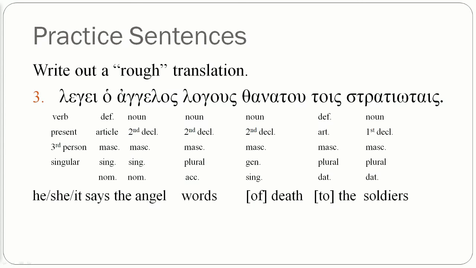Thanatou is from the word death. It is genitive singular, so it's of death. And then tois stratiotais is plural dative. Stratiotais is from the word stratiotes, which is the word for soldier. It's plural, so the soldiers, and it's dative, so to the soldiers. That's your rough translation, but he, she, it says the angel words of death to the soldiers is not much of a sentence, is it?